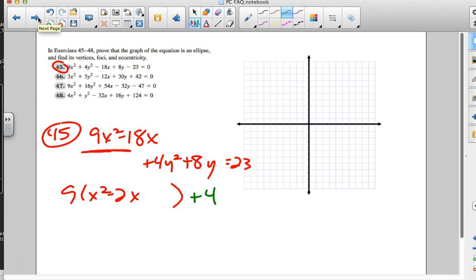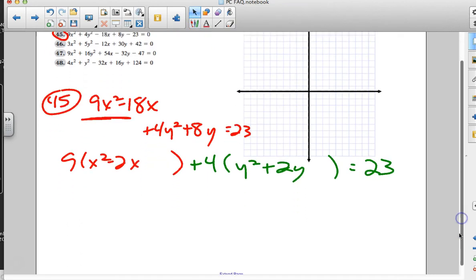For my y's, I need to pull a 4 out. Factor that out, leaving some space. But as I have warned you previously, what I would do right at this point is remind myself about that 9 and that 4, because this is not going to work out pleasant if we forget that what we do to one side of this equation we have to do to the other.